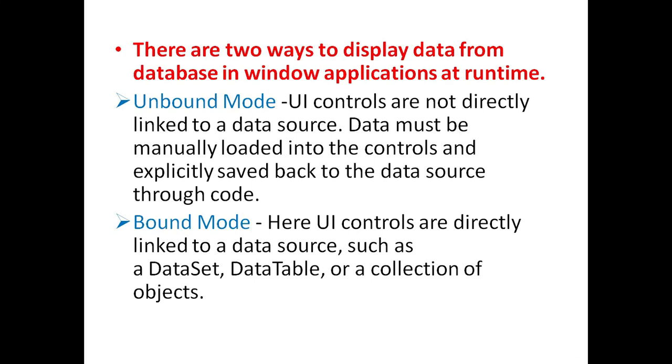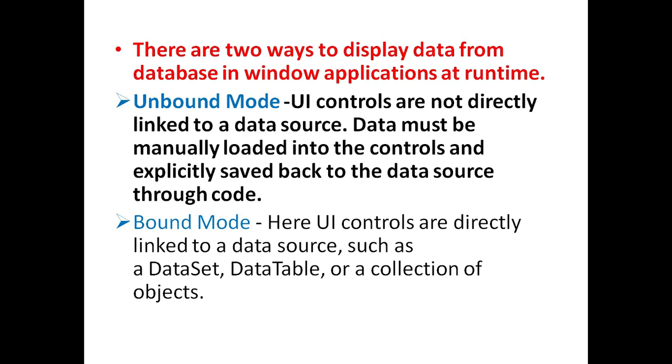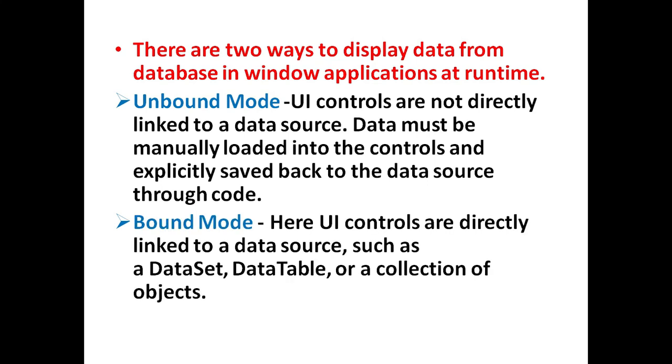There are two ways to display the data from the database in a window application at runtime. First, unbound mode. Here UI controls are not directly linked to the data source. Here data must be manually loaded into the controls and explicitly saved back to the data source through code. And bound mode. Here UI controls are directly linked to the data source such as a data set, data table or a collection of objects.